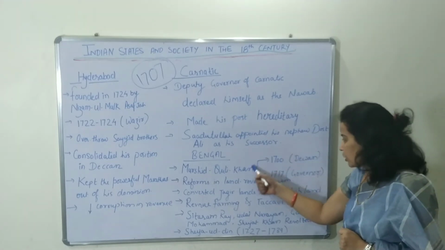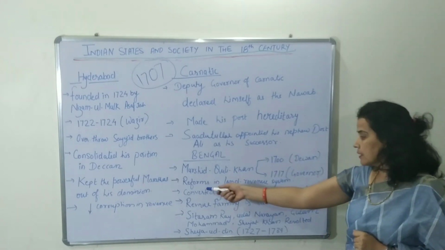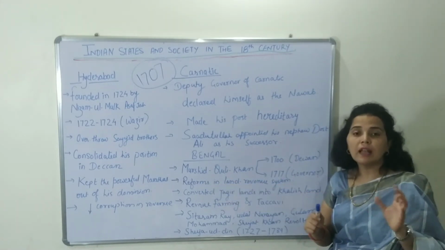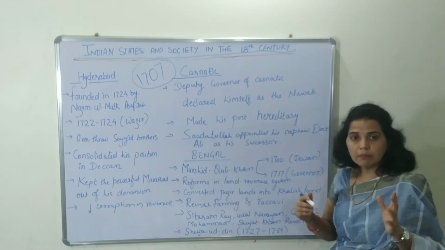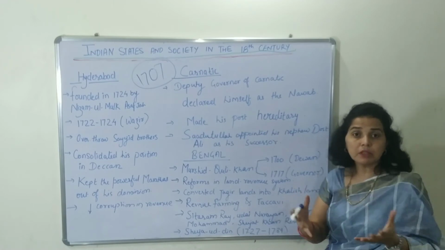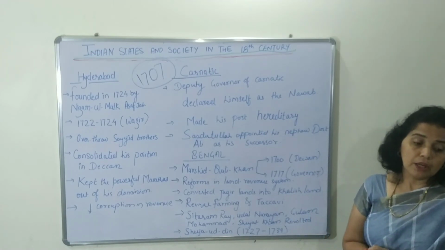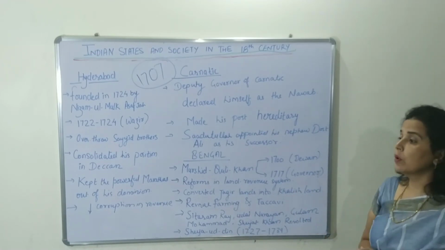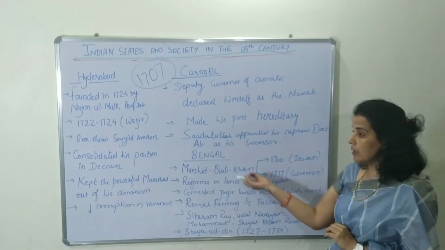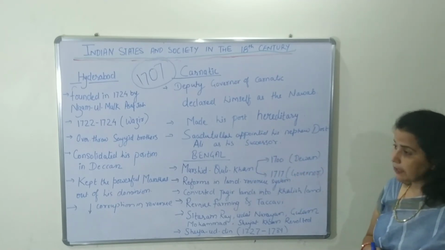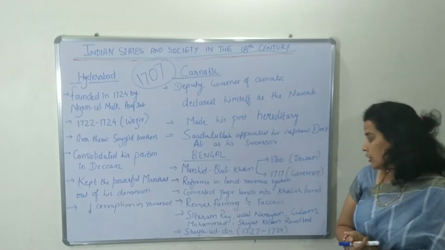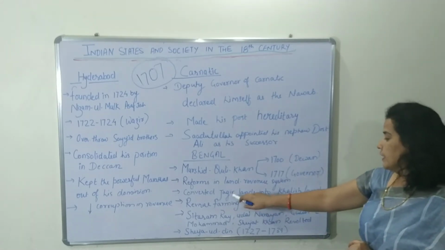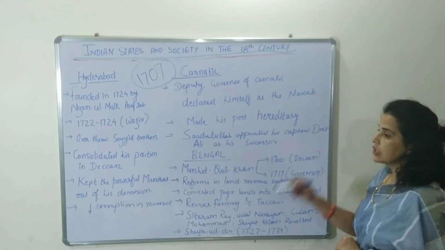So this Murshid Quli Khan brought some reforms in the land revenue system, because he wanted to have more revenue, he wanted to earn maximum profit, so that he could strengthen the treasury and the state of Bengal. So finally, he converted the Jagir lands into the Khalish land.